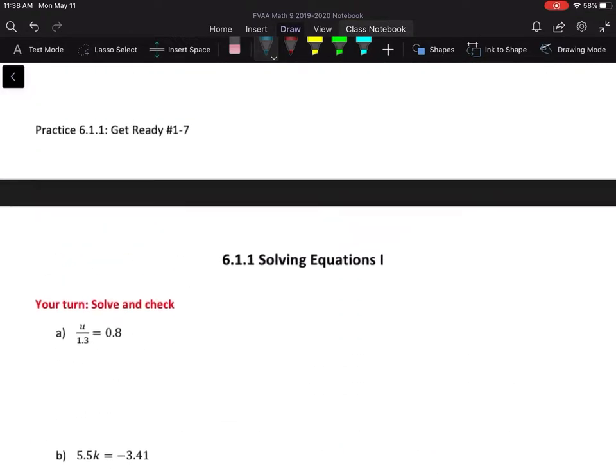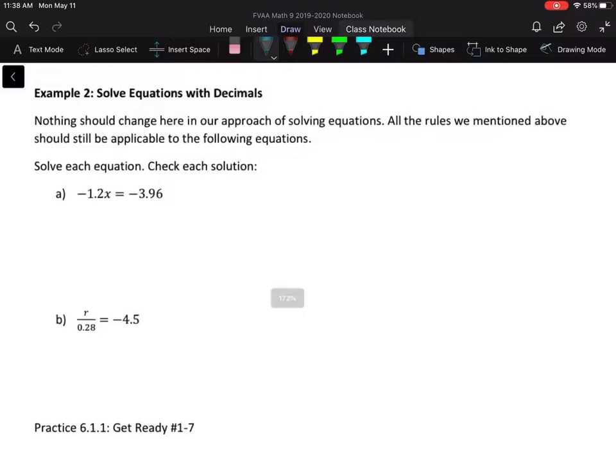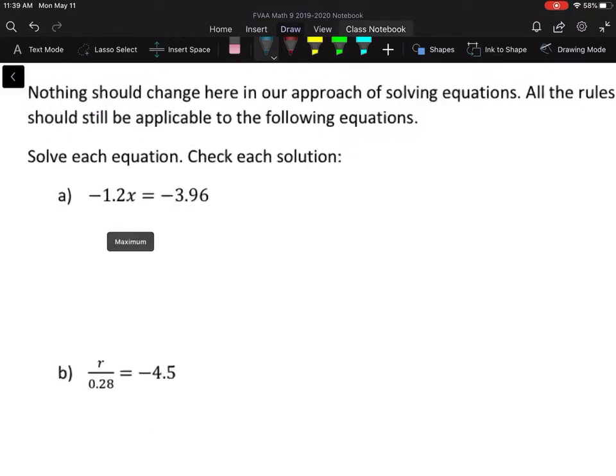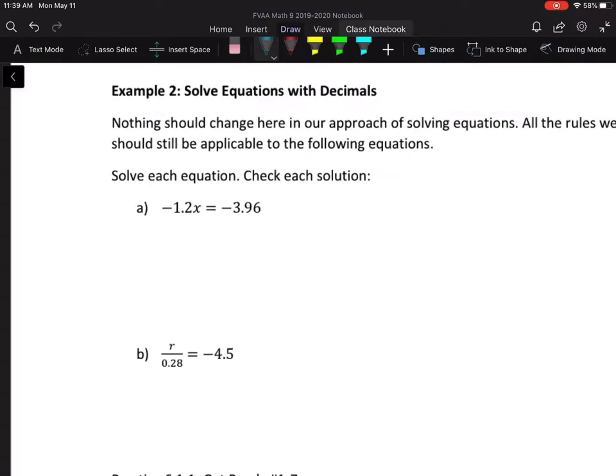Let's solve a few more problems here. Example 2, solve equations with decimals. So nothing should change here in our approach of solving equations. All of the rules we mentioned above should still be applicable to the following equations. So it doesn't matter if it's decimals. You just probably have to plug it into a calculator now.